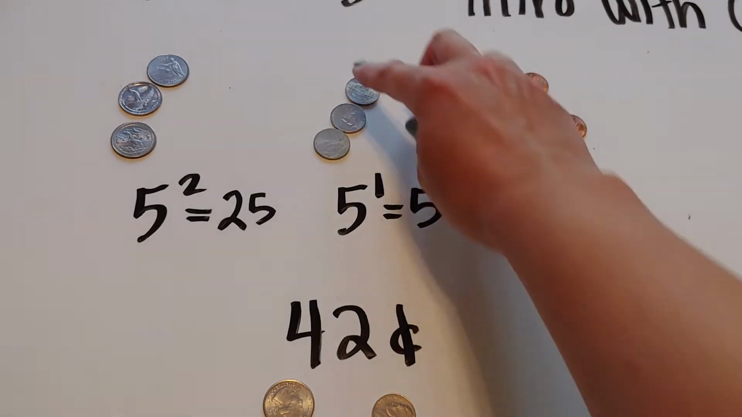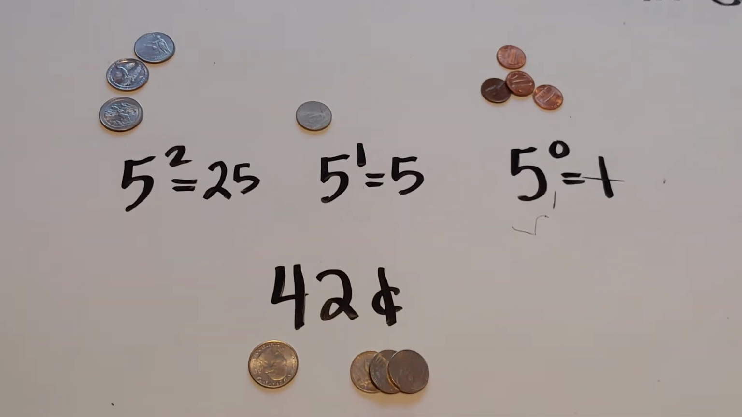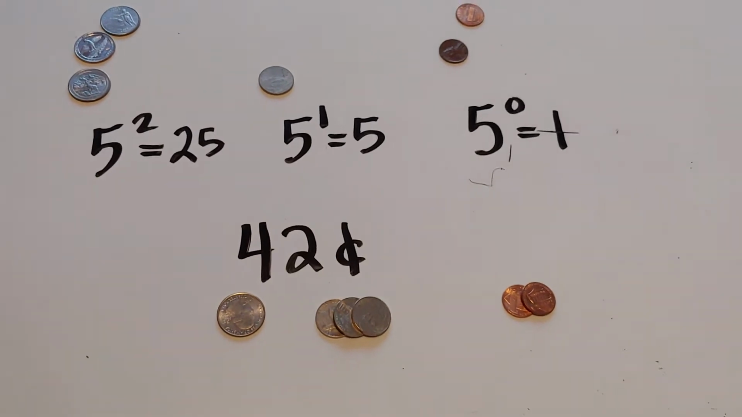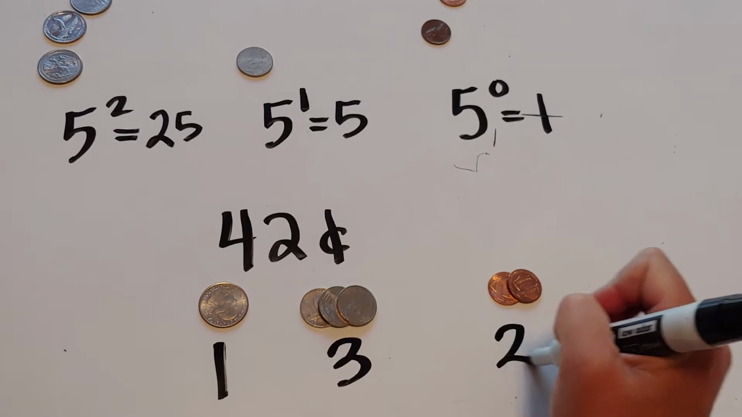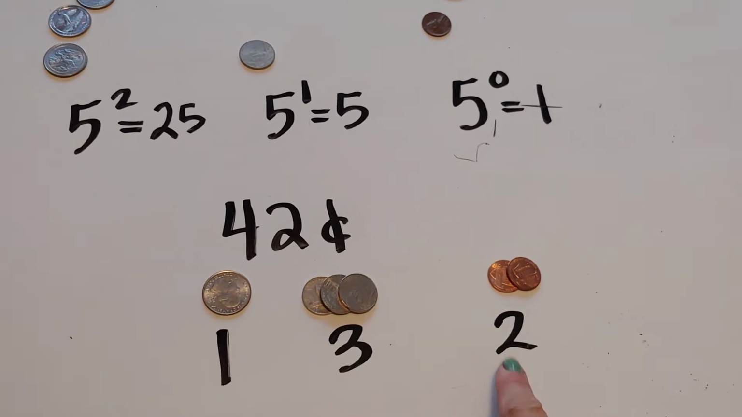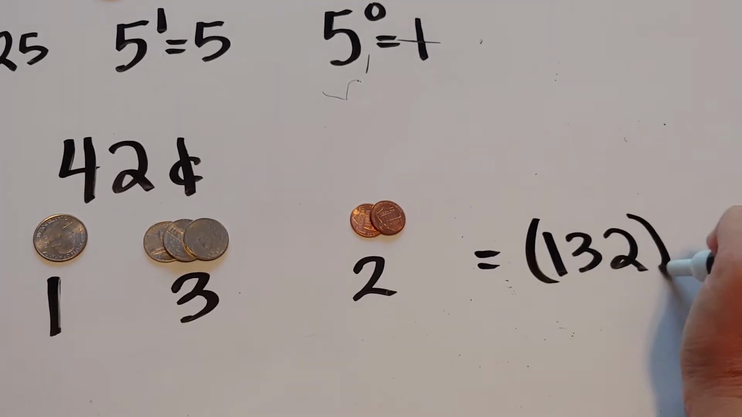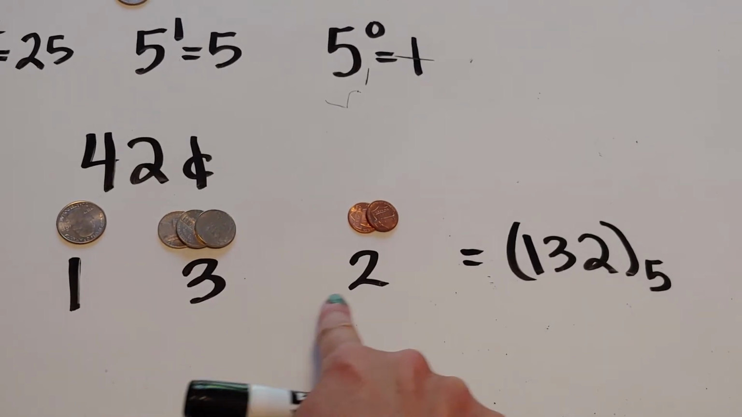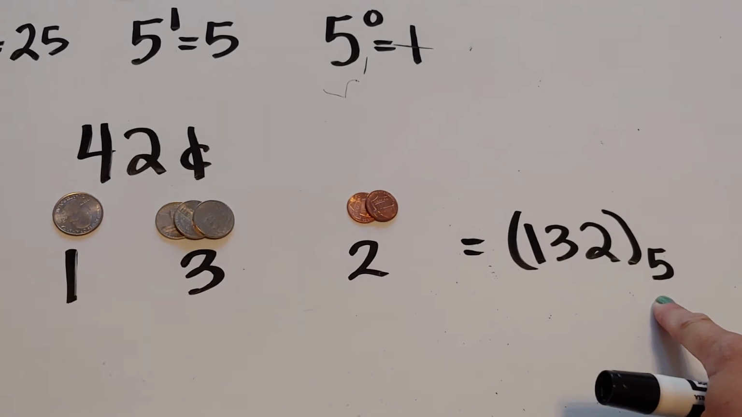I need 1 nickel, that's 30. Another nickel, that's 35. Another nickel, that's 40. And then lastly, I'd need 2 pennies. So what's happening is that I need 1 quarter, 3 nickels, 2 pennies. So 42 cents is the same thing as 1 quarter, 3 nickels, 2 pennies, or it's the same thing as 132 base 5. So 42 cents is equal to this amount of quarters, nickels, pennies, which we write this way, and the 5 tells us what kind of coins we're using.